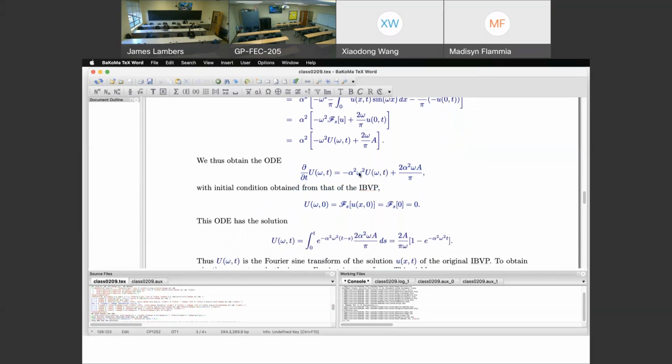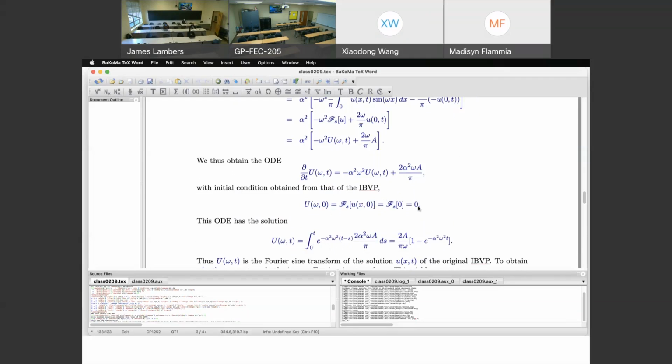Now we know how to solve an ODE like this. We have a solution formula for this. We saw this came up previously. Actually, in the last lesson, for non-homogeneous PDEs, we end up with non-homogeneous ODEs. And so I'm borrowing that solution formula for this.